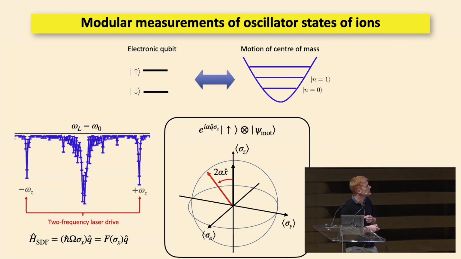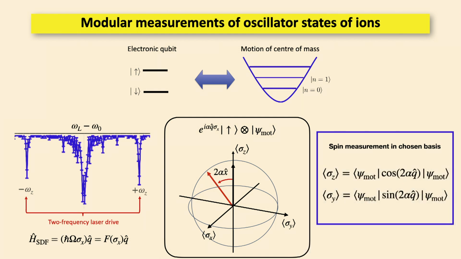So in this case, what do we have? Well, if we measure in the z basis, we get a cosine projection of this angle back onto the basis. And if we measure along the y-axis, we get the sine, okay? So by making a spin measurement, we get an outcome that's proportional to some expectation value controlled by the motional state of our oscillator. And indeed, it's this modular function, cosine or sine, of the position of the oscillator in this case.